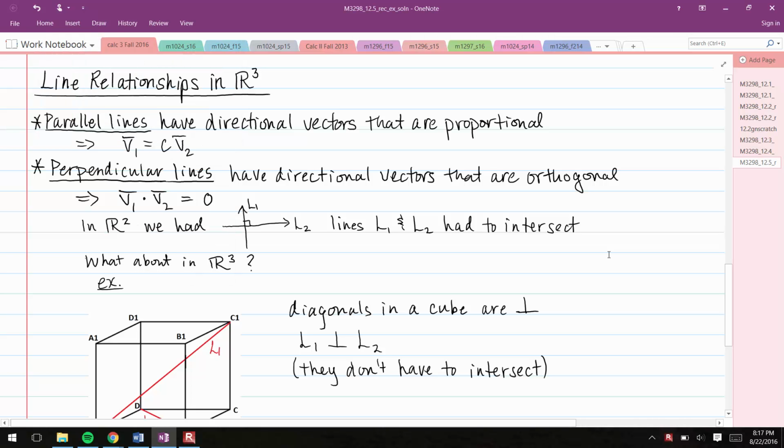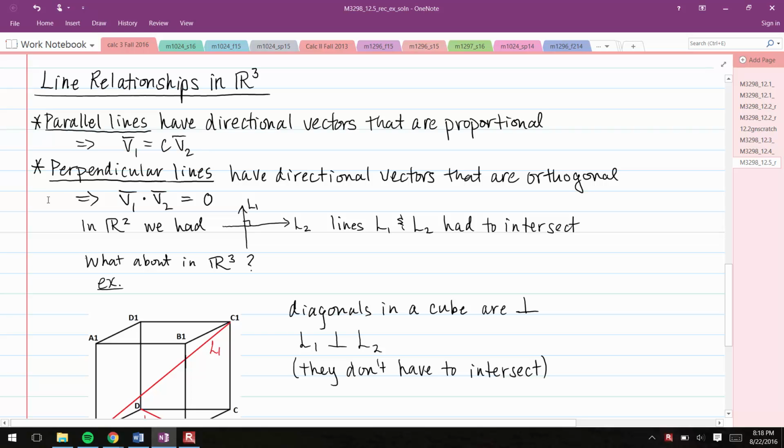We're in section 12.5, and we're going to talk about line relationships in 3-space, or R3. First of all, parallel lines have directional vectors that are proportional. What that means is that you can represent one of the directional vectors for one of the lines as a scalar constant times the directional vector of the other line. If that doesn't occur, they're not parallel.